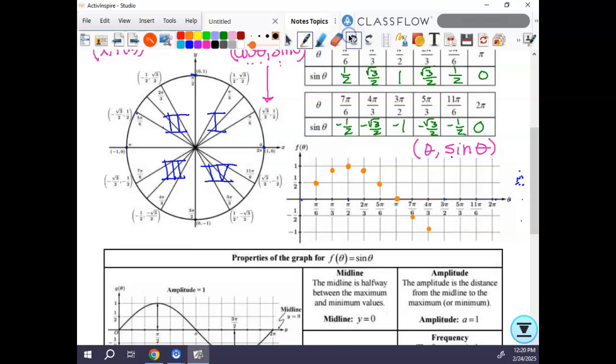I think I can't do it from this side. I got to do it from over here. I don't know. Okay, here we go. Whatever. I'm trying to get it right, but y'all are just going to have to deal with it. And then at 2 pi, I'm at 0.